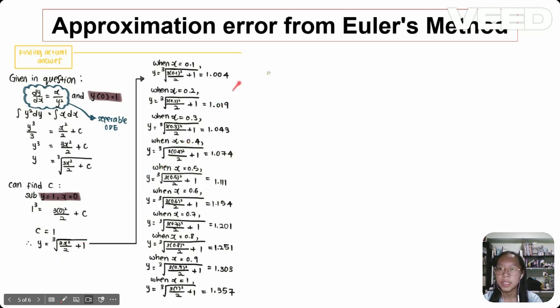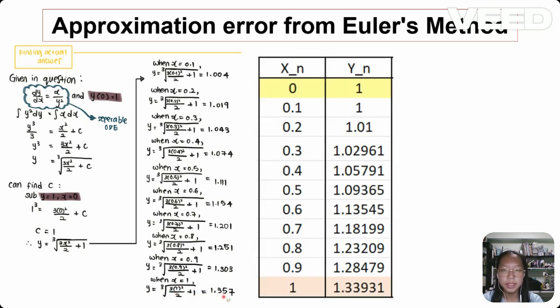Then I can find, x equals 0.1, my y will be 1.004, and my x equals 0.2, my y will be 1.019, and so on until my x equals 1 and my y equals 1.357.